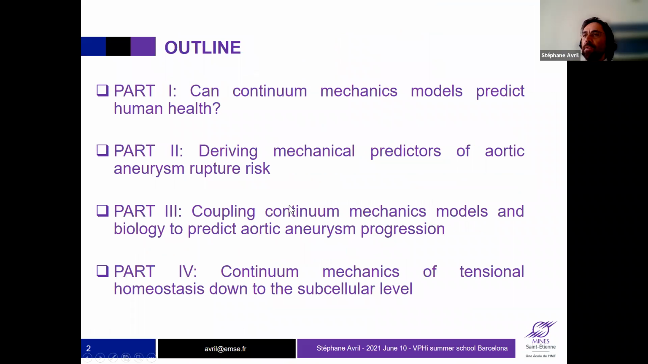This is supposed to be a lecture, so I hope I will not be too long, but I will try to take some time to explain things, and so I can even be stopped by anyone who would like to ask a question during the talk. I would like to answer some of the questions that are written here, like, can continuum mechanics models predict human health? And then go deeper and deeper in what we've done in that field related to aortic aneurysms, especially aneurysms of the ascending thoracic aorta.